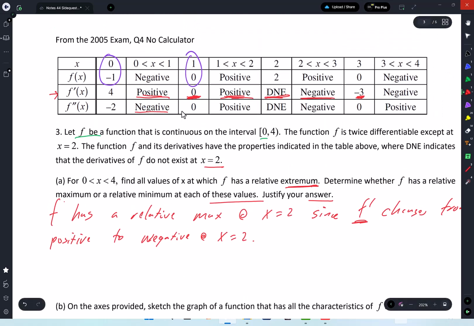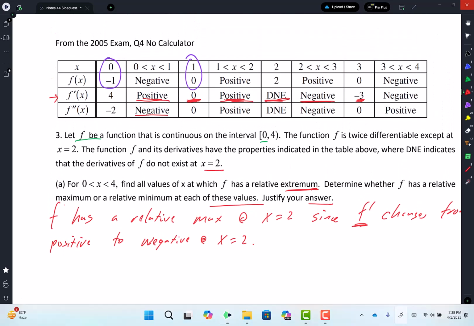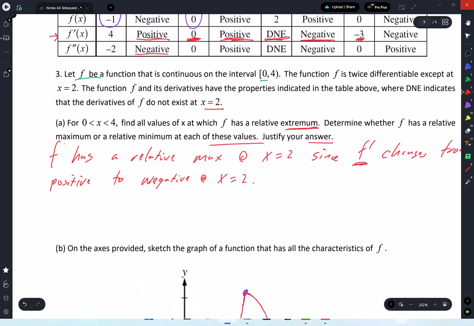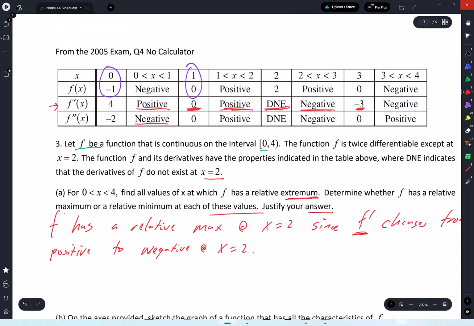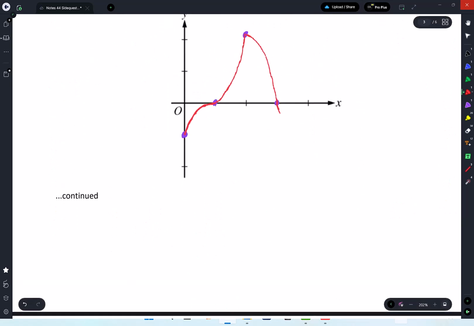We're good. And then between x equals 3 and 4, the f prime is still negative, but f prime prime is positive. So that means decreasing, what concavity? Concave up. So decreasing, concave up. Doesn't have to be perfect. Boom. Done.